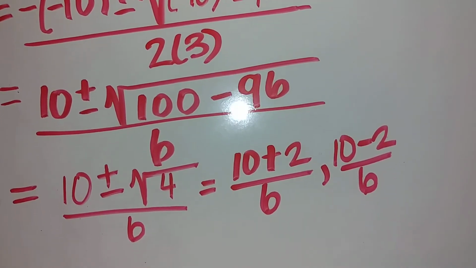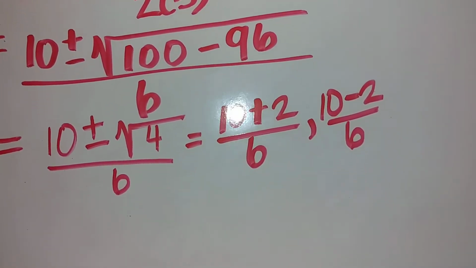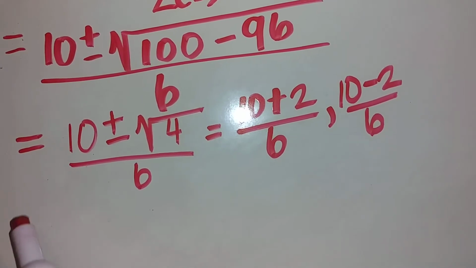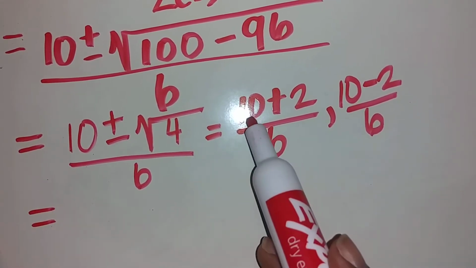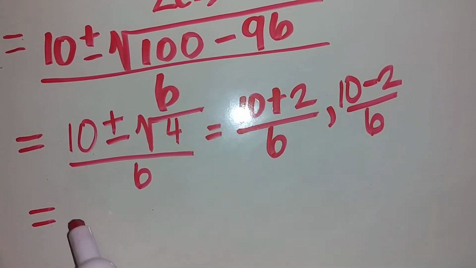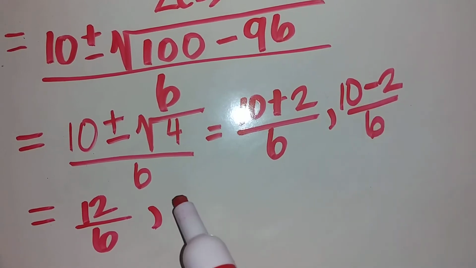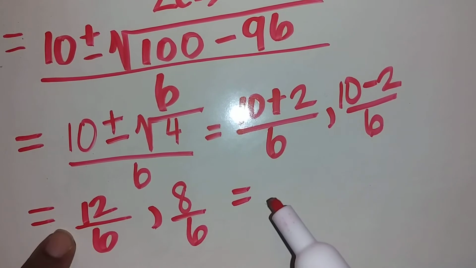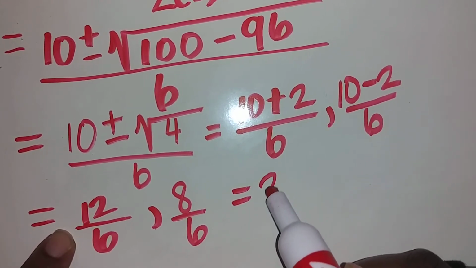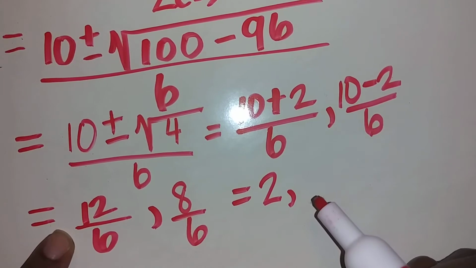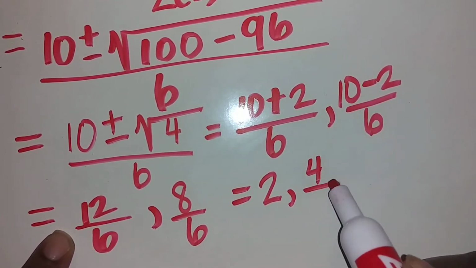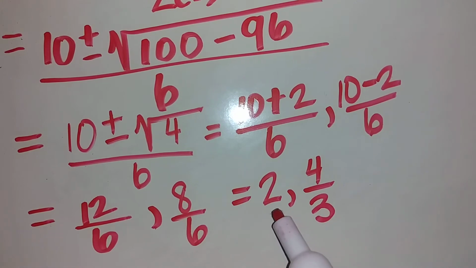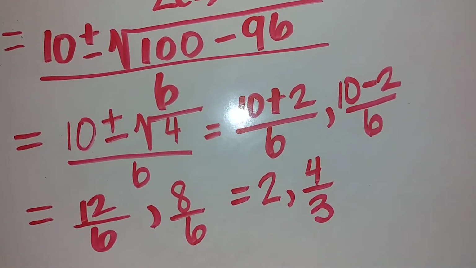Okay, now from there you can continue to break down the problem. So my answer is 10 plus 2 is 12 over 6. 10 minus 2 is 8 over 6. Simplify. 6 going into 12 2 times. 8 over 6 simplifies to 4 over 3. So my two answers for x is 2 and 4 over 3. Okay, let's review that one more time.